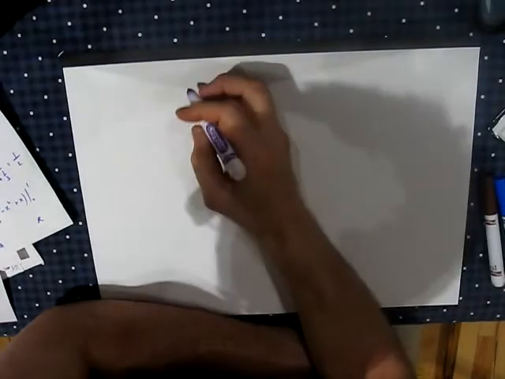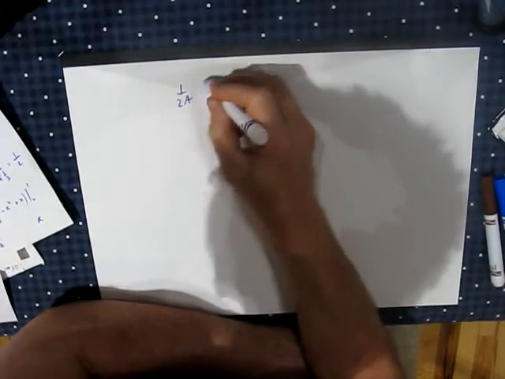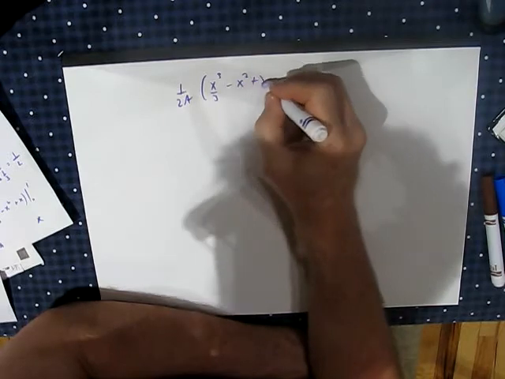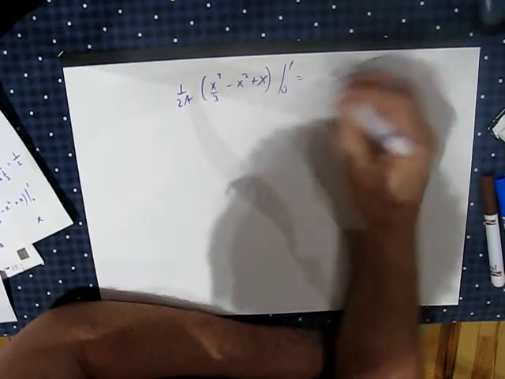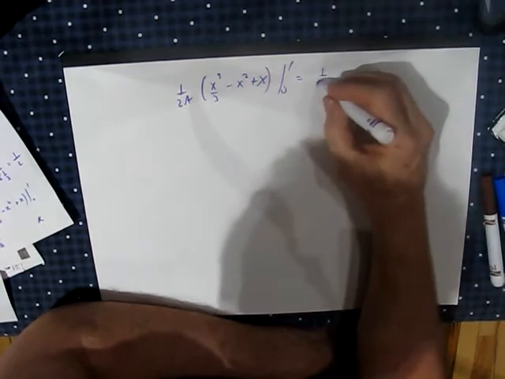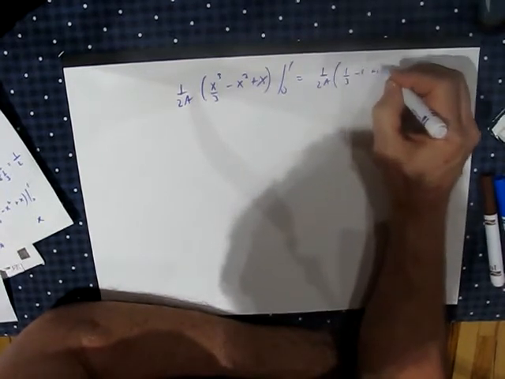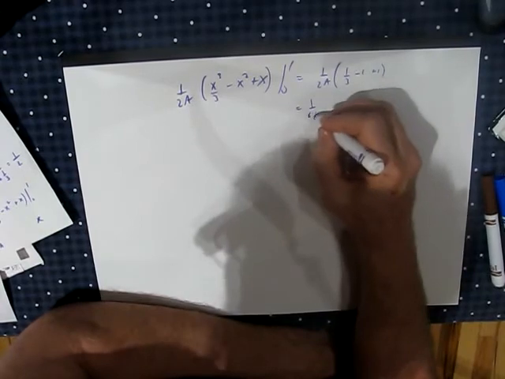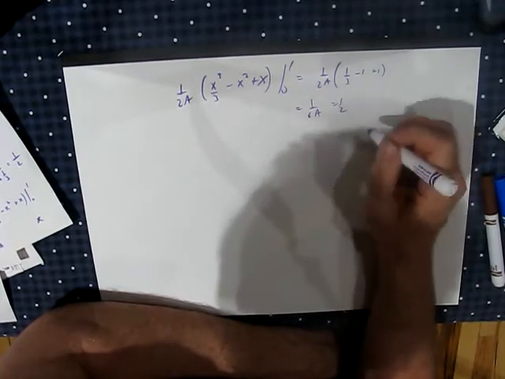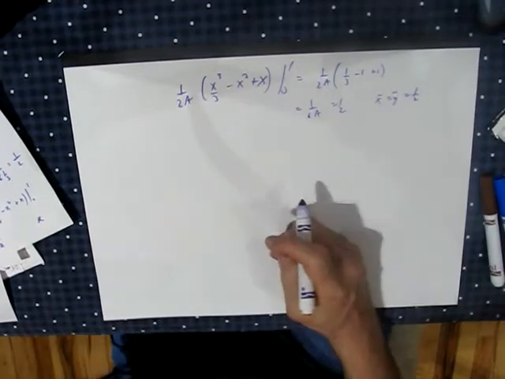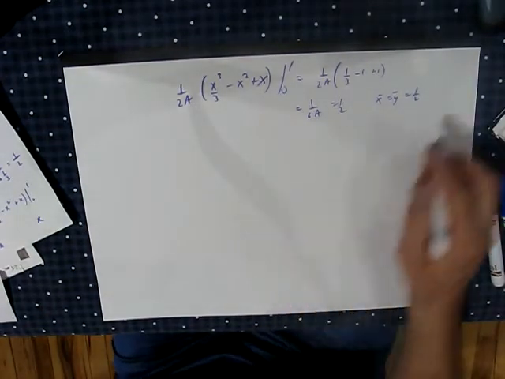So now we'll continue with this. We have 1 over 2a, x cubed over 3 minus x squared plus x, evaluated from 0 to 1. And when we put in 1, we get 1/3 minus 1 plus 1. We get again 1 over 6a, which is a half. Surprisingly, x bar equals y bar equals a half. All right.